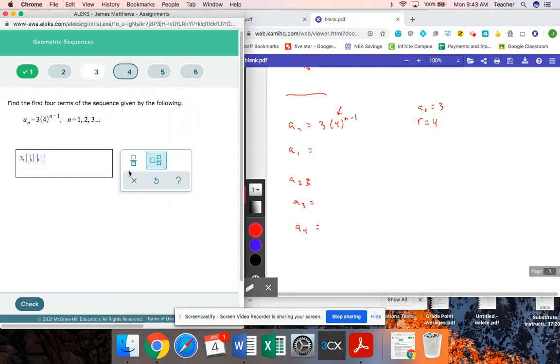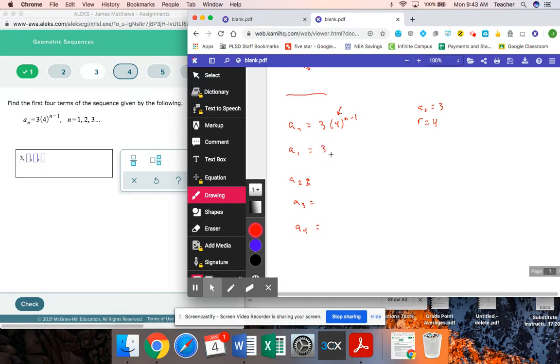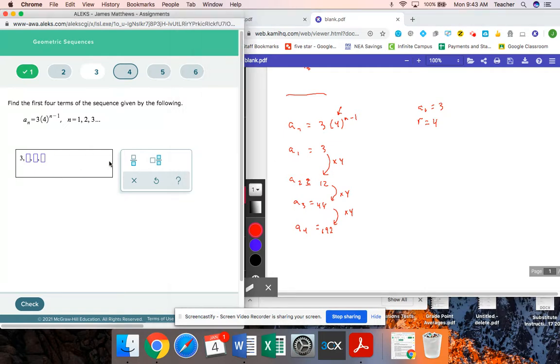So my first term should be 3. For my second term, remember, geometric sequence means you multiply, right? So if this is 3, 3 times 4 will get me 12, times 4 would get me 48, times 4 would get me 192. So using what I know, I can find the first 4 terms relatively easily: 3, 12, 48, 192.